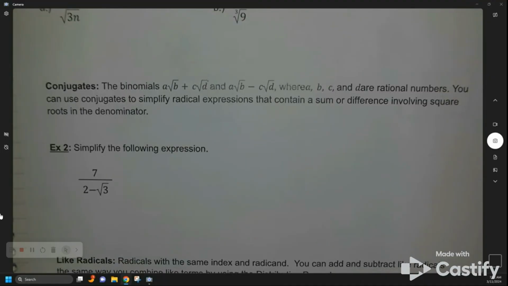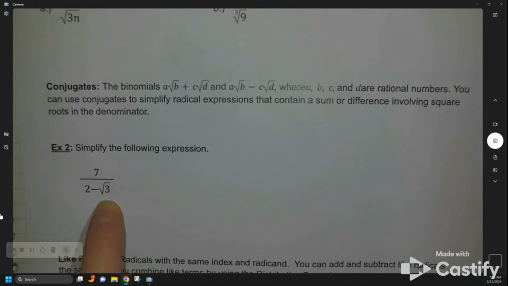You can use conjugates to simplify radical expressions that contain a sum or difference involving square roots in the denominator. So it's not just a plain old square root like we had in the previous question. We have an actual subtraction question here.